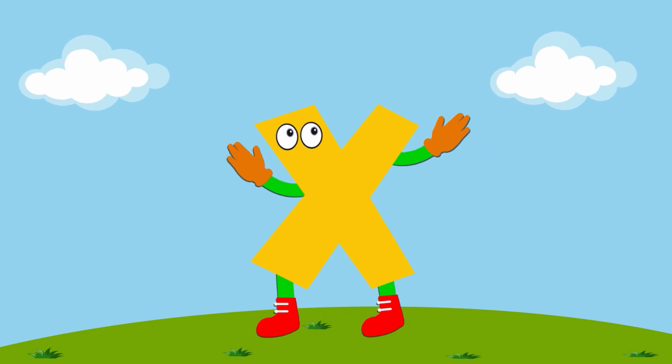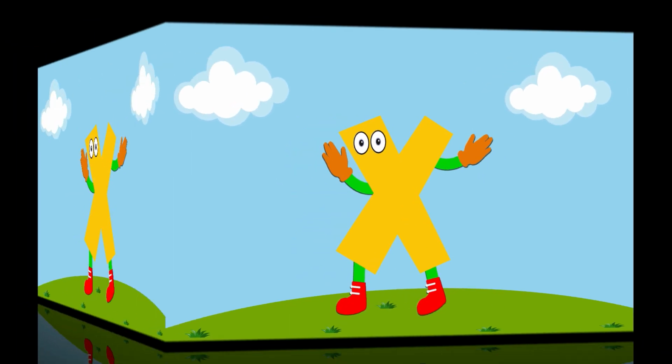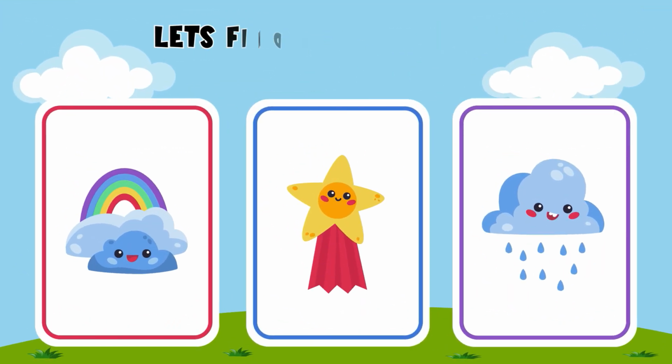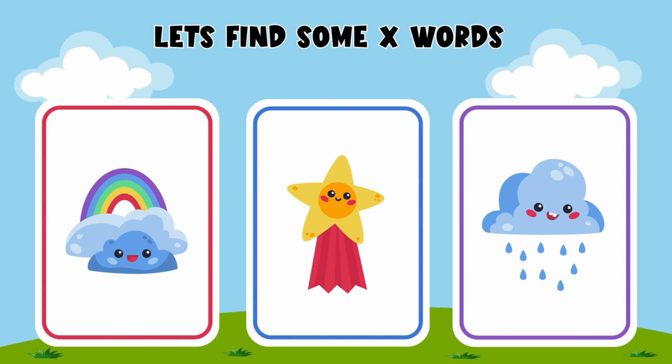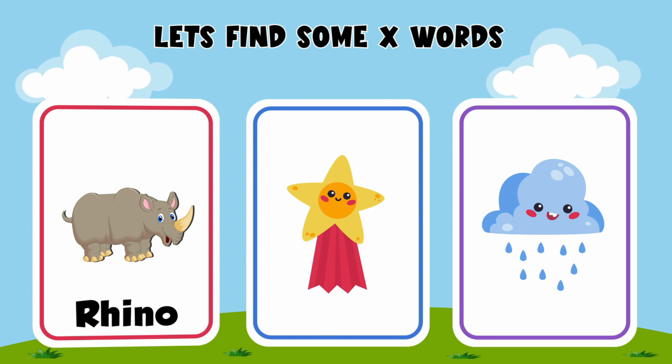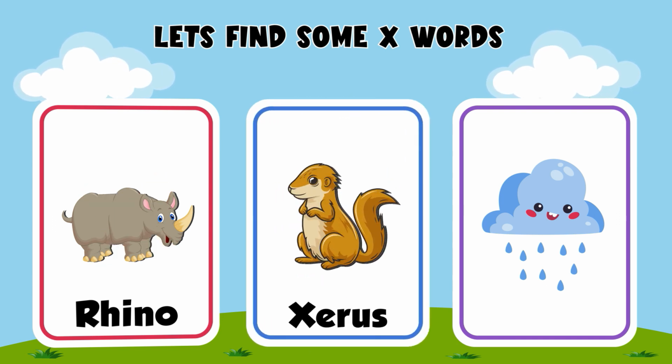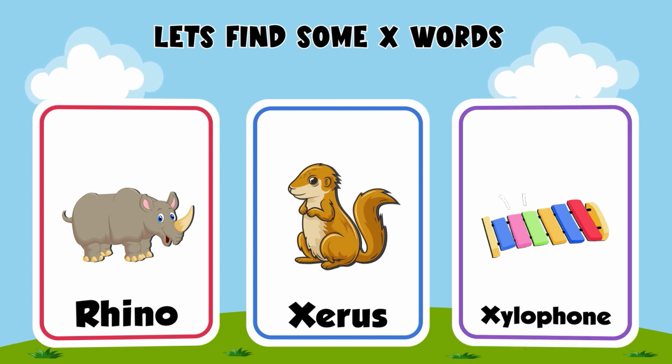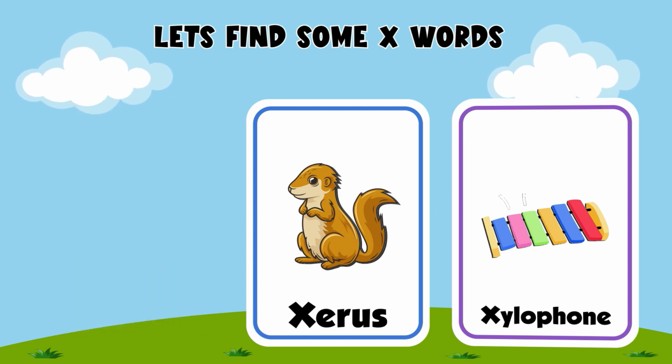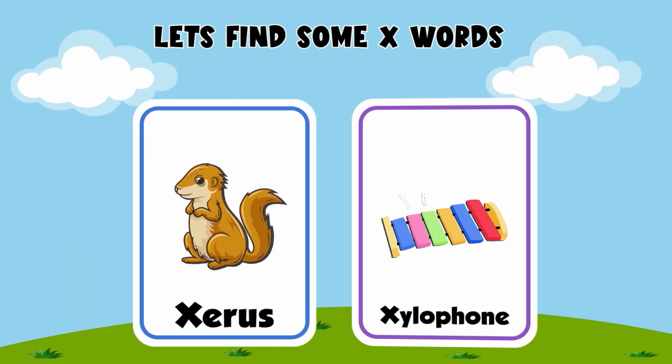This is alphabet X. Let's find some X words. Rhino, xerus, xylophone. Xerus. X, xylophone.